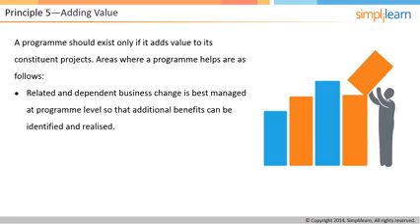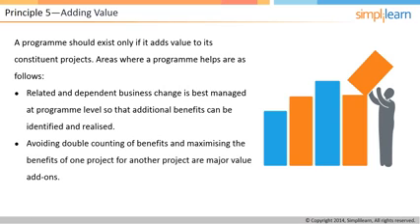Projects do not help you visualize the bigger picture, but a program ensures that additional benefits can be identified and realized during its course. This is also the case for related and dependent businesses. A program also helps in avoiding double counting of benefits, which is a major value add-on. This ensures that we have proper figures related to benefits realization, and so we can ensure that no two projects work on similar deliverables. Another way of adding value is by maximizing the benefits of one project for another project.